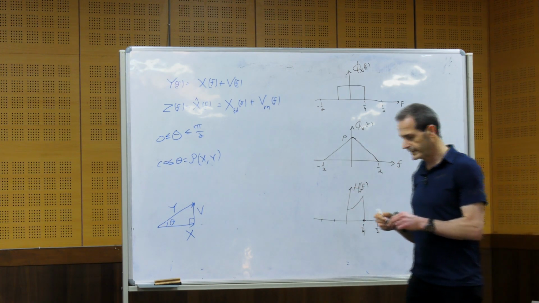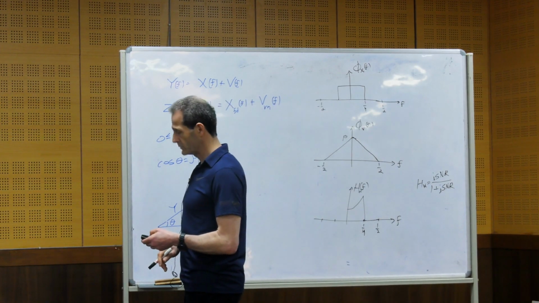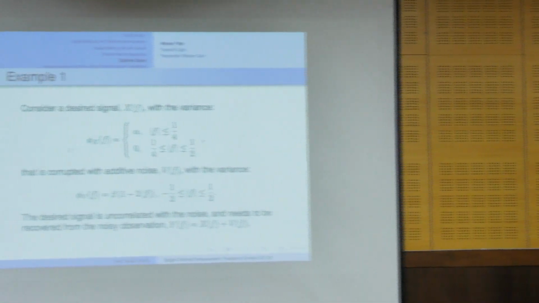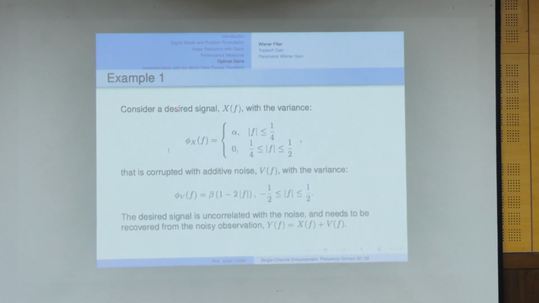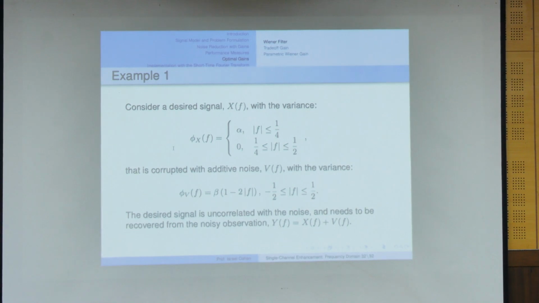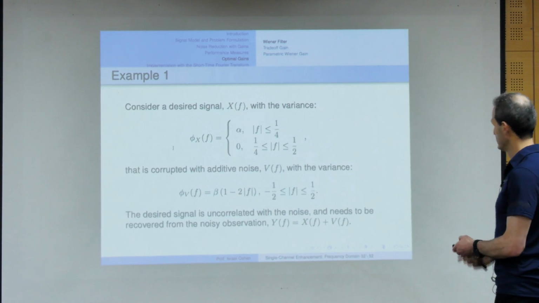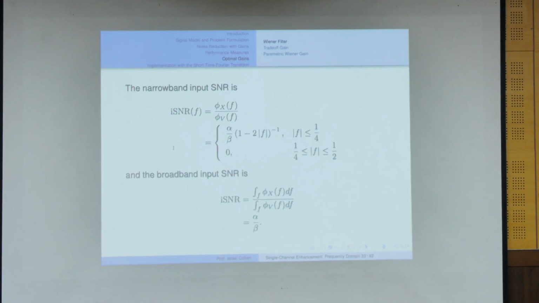But if we want to find the exact expression, what we need to find is the input SNR, which is the ratio between the spectra, like this divided by this, and then use it as input SNR and put it into this expression. So this will be the input SNR, the ratio between the variance of x and the variance of v, and then we have a mathematical expression like this.